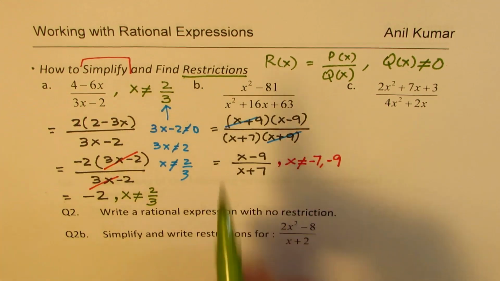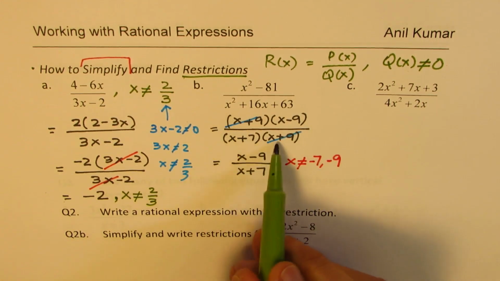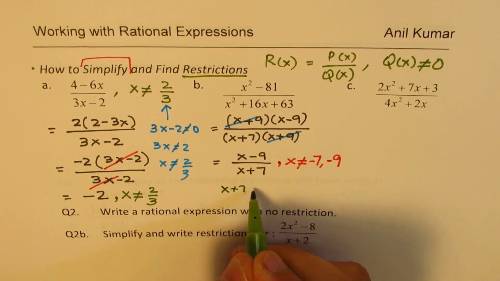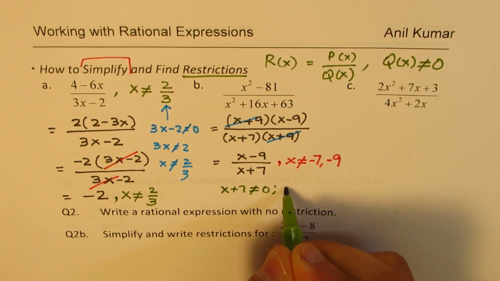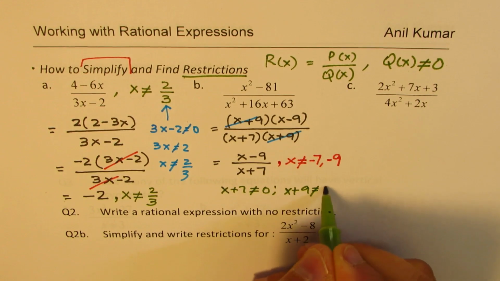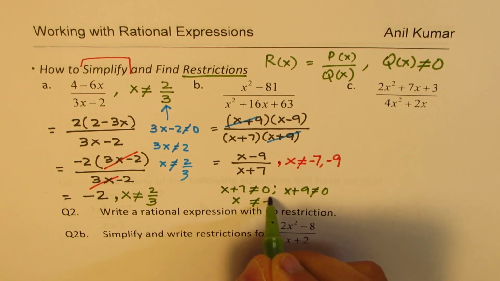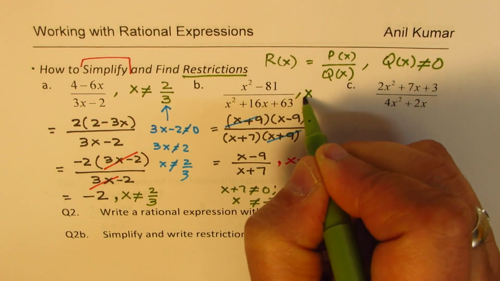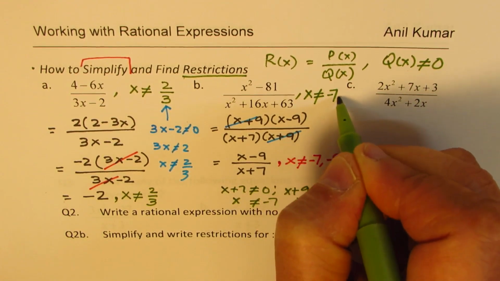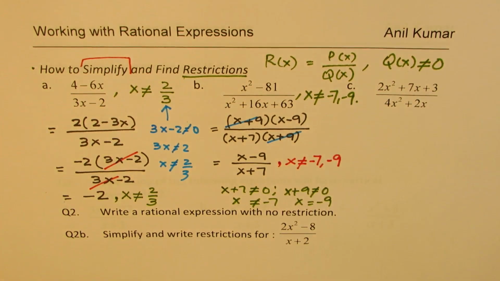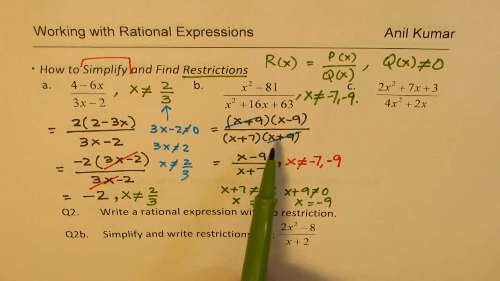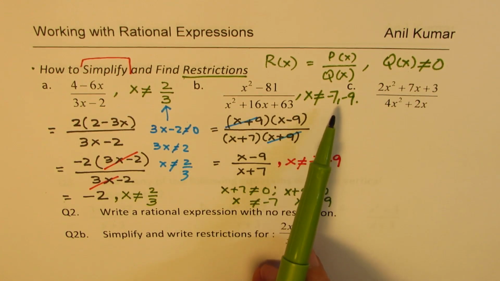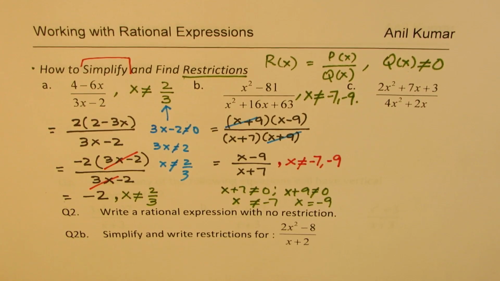So again, getting back to restriction, we will see the common factors and we'll say, well, x plus 7 should not be equal to 0 and x plus 9 should not be equal to 0. So x is not equal to -7 and x is also not equal to -9. So we have two restrictions here: x is not equal to -7 and -9. Clear? Even though it cancels, we have to include it in our restrictions. Okay, so that is very important to understand.